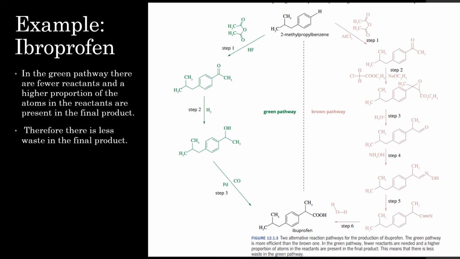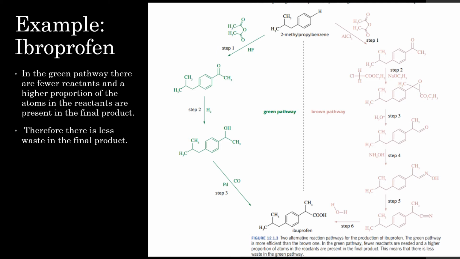Now, if we have a look here, there are two pathways to making ibuprofen from 2-methylpropylbenzene. You can see what we've got here. On the left-hand side, we've got a green pathway. You can see that we've got 1, 2, 3 steps. Involved in those steps, we've got hydrogen fluoride, and then we've got hydrogenation, and then we've got palladium and carbon monoxide. So we've got 3 steps, and we've got less deadly stuff, haven't we?